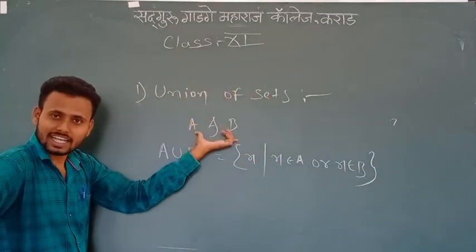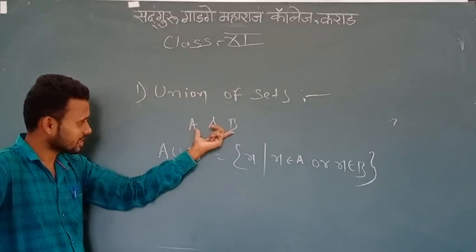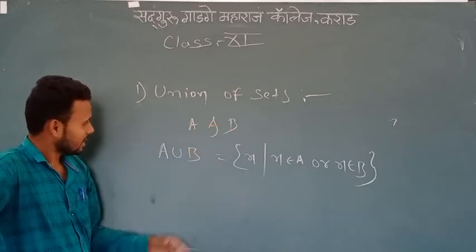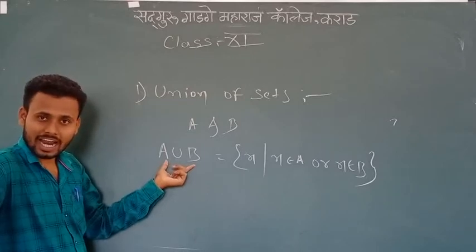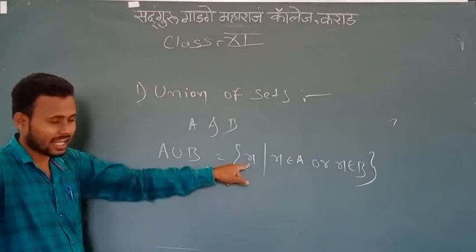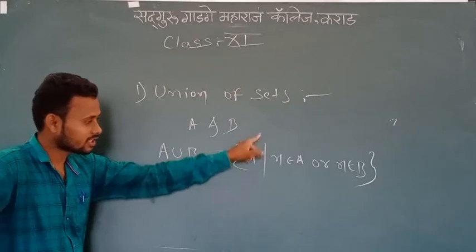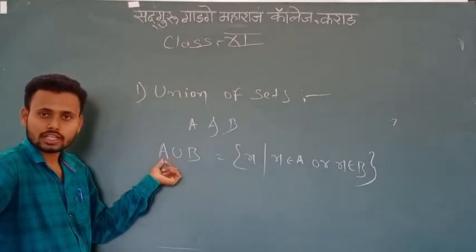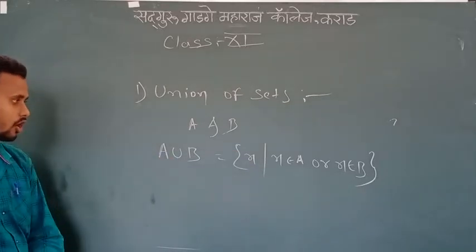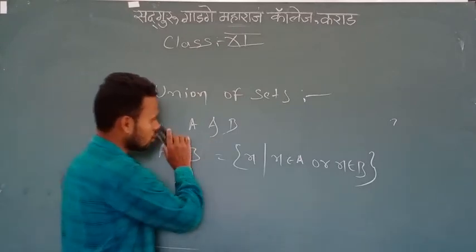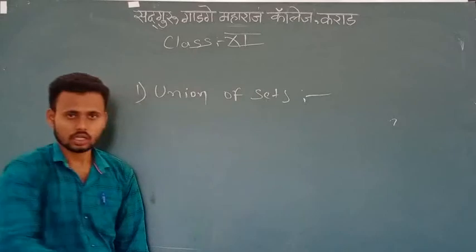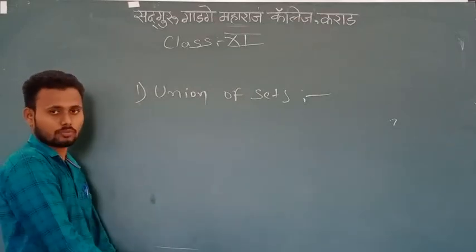Suppose we have two sets A and B. Then the union of these two sets is denoted by A union B and is the set containing all x such that x belongs to A or x belongs to B. We say that this is the union of two sets. Now, an example of union of two sets.